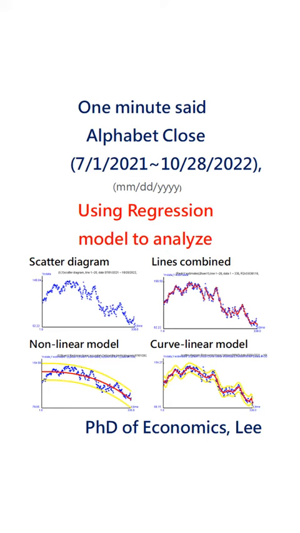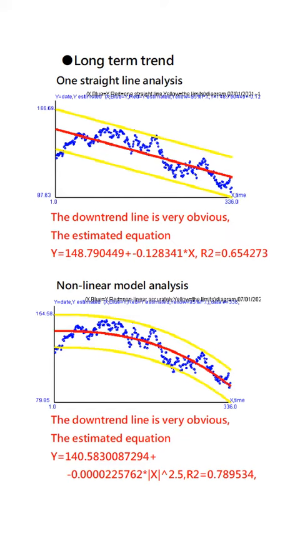One-minute set alphabet close using regression model to analyze. There are scattered diagram lines combined, nonlinear model curve, linear model. 1. Straight line analysis. The result is the downtrend line and very obvious. Blue is the closed value. Red is estimated value. Yellow is upper limit and lower limit of 95% predicted interval.